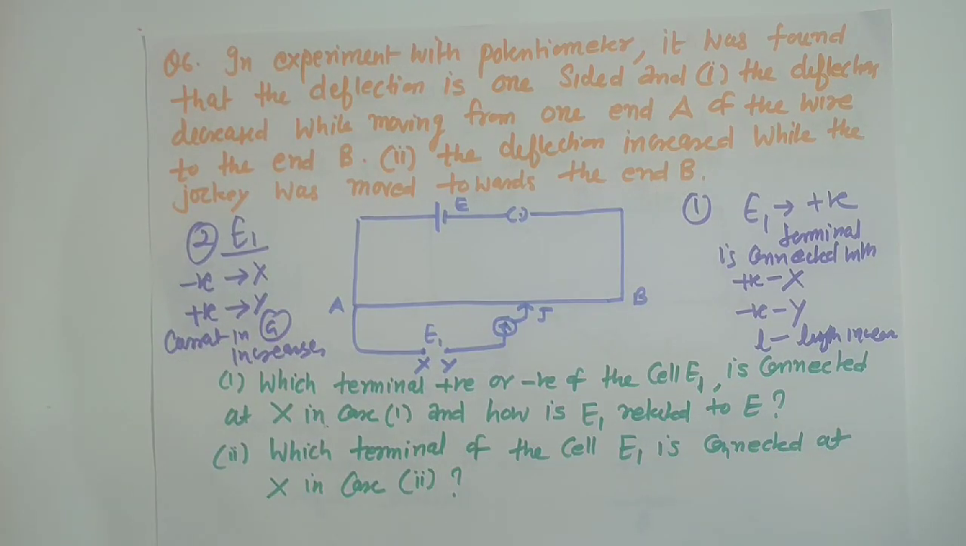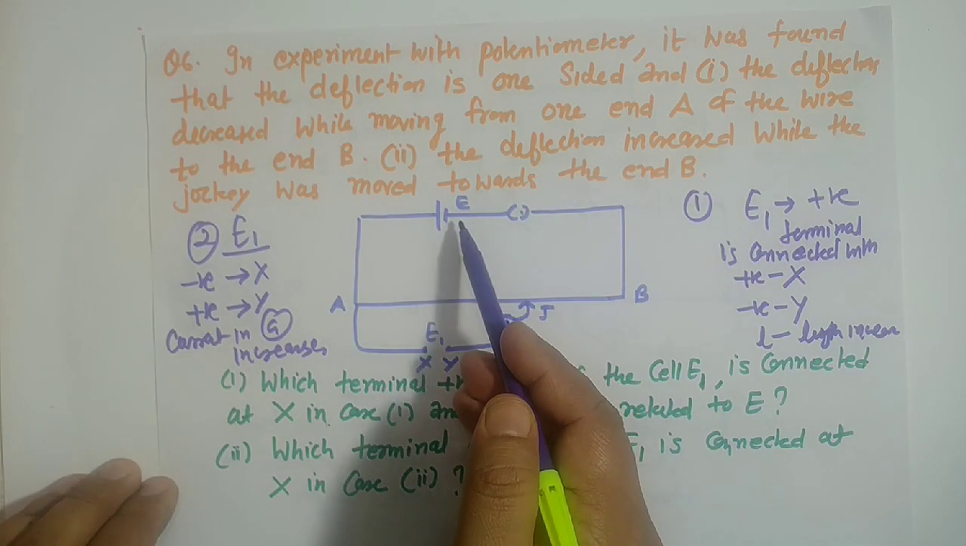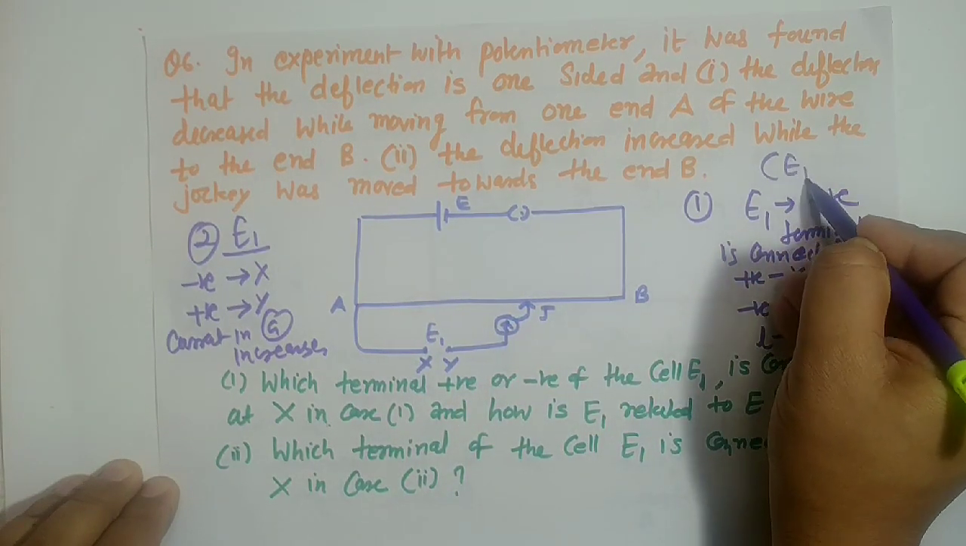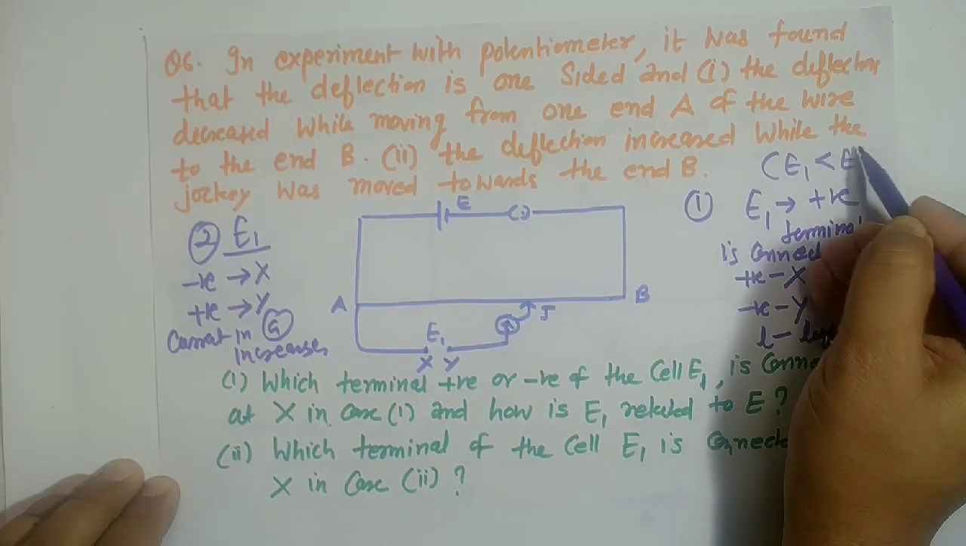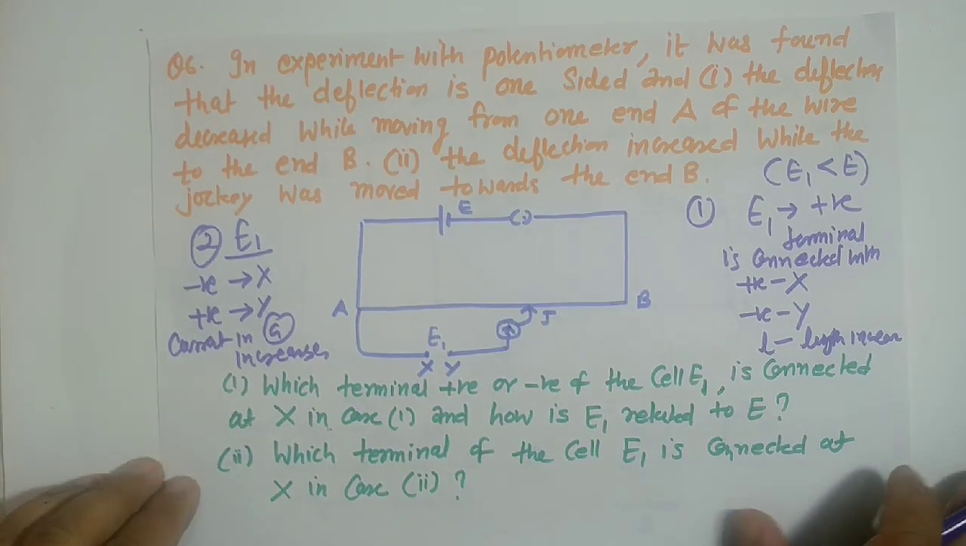So it's a very important question. You can go through it and remember how E1 is related to E. Remember, E1 is always less than E. The driver cell is always greater than the measuring cell. So this is question number 6.